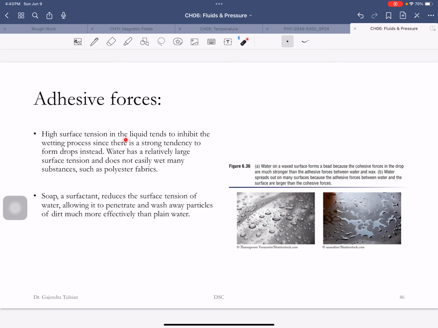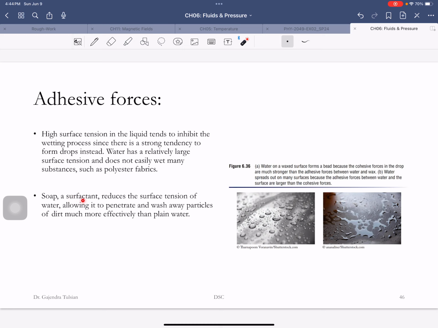High surface tension in the liquid tends to inhibit the wetting process. High surface tension corresponds to high cohesive forces, since there's a strong tendency to form drops instead. Water has a relatively large surface tension and does not easily wet many substances, such as polyester fabric.